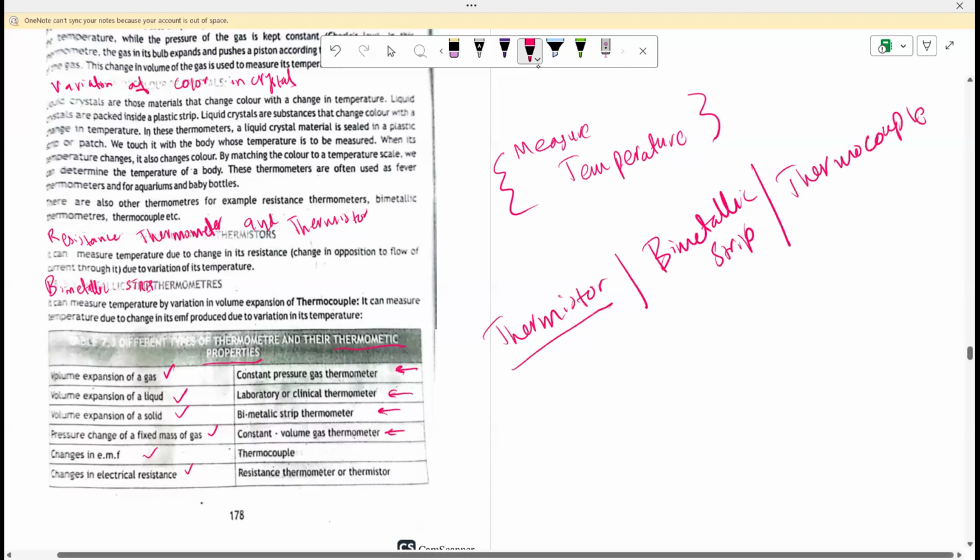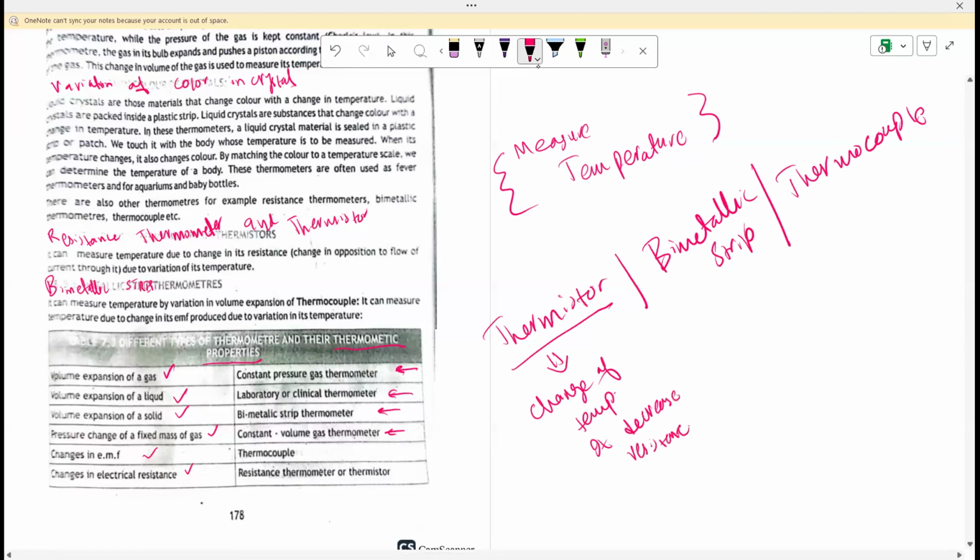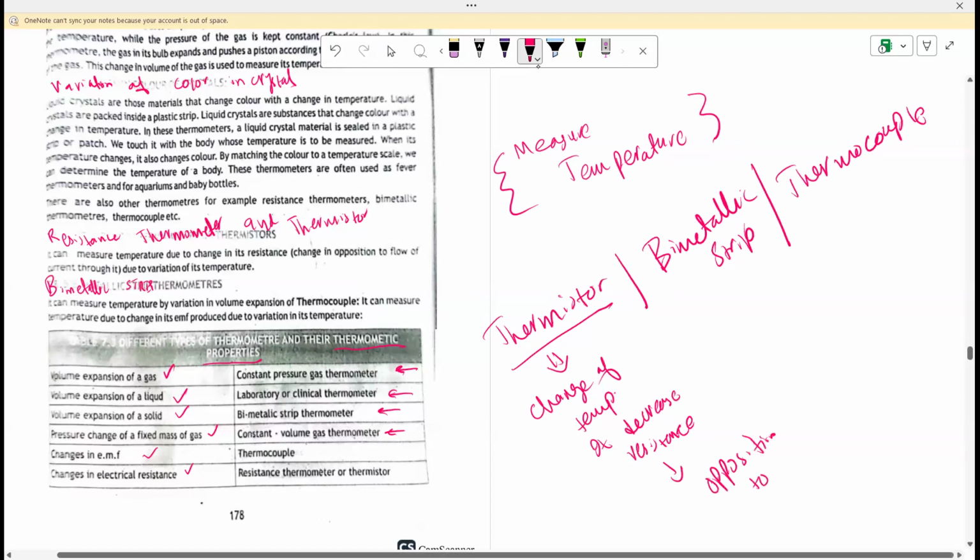Thermistors are the devices which identify the change of temperature. These are all temperature devices that we have, okay? Thermistor is a device where, when there is a change of temperature, its resistance decreases. And what is resistance? Resistance is opposition to the flow of current. I'm going through basic terms, I'm not getting into detail of anything.